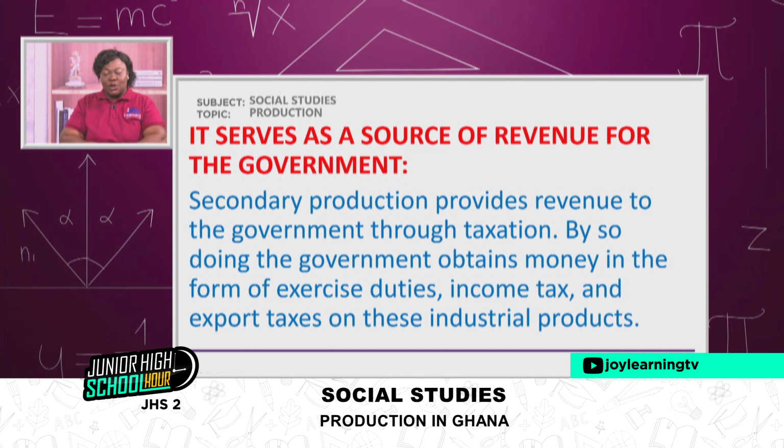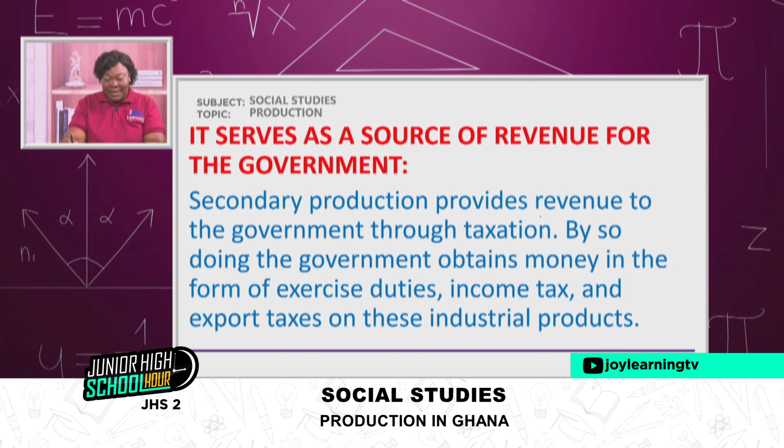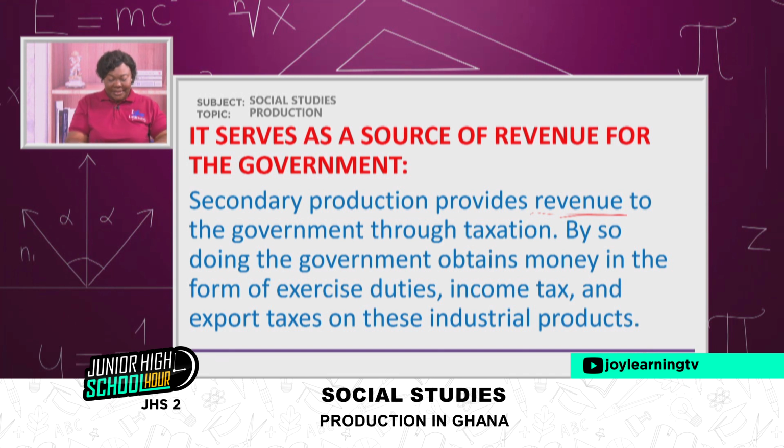Again, it serves as a source of revenue for the government. Why are we saying this? Secondary production provides revenue. When we say revenue, money, you understand, revenue to the government through taxation. Anything that is processed, there's tax on it. So by so doing, the government obtains money in the form of excise duty, income tax, and then export taxes on these industrial products.